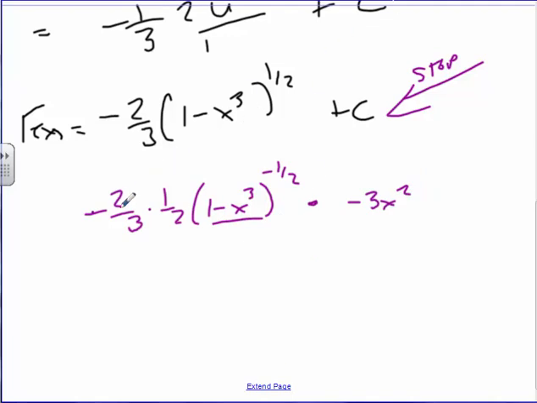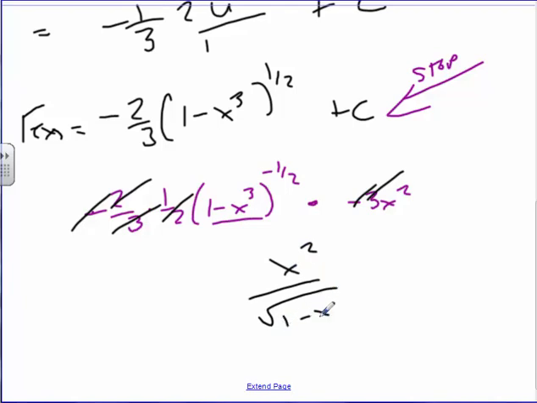And in doing that, these 2's would cancel, those negative signs would cancel, these 3's would cancel, and you'd be left with x squared on top of the square root of 1 minus x to the 3, which is what we started with. So I checked my work really fast.